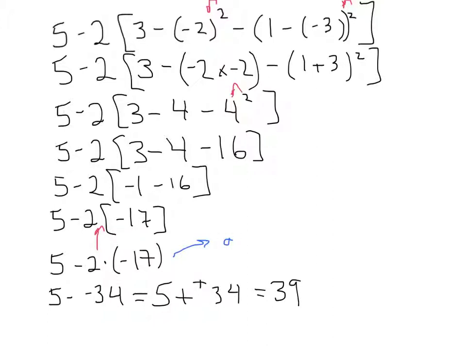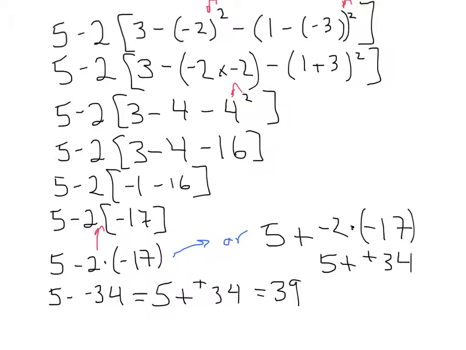Alternatively, we could have looked at this in a different way. We could have said 5 plus negative 2 times negative 17. And that can be interpreted this way, where we do the subtraction. We're doing 5 minus some answer. So that's 5 plus the opposite of that answer. It could also mean that we're doing 5 plus negative 2 times negative 17. So this turns out to be 5 plus positive 34, which also gives us the answer of 39.